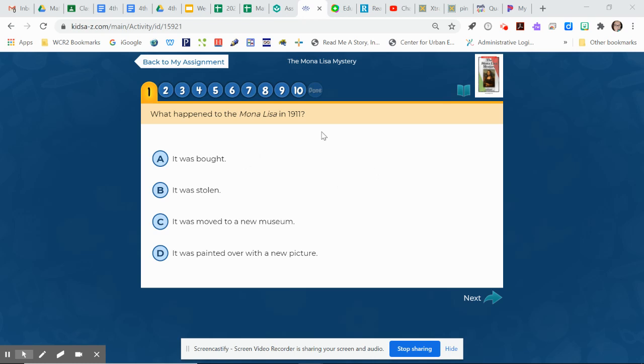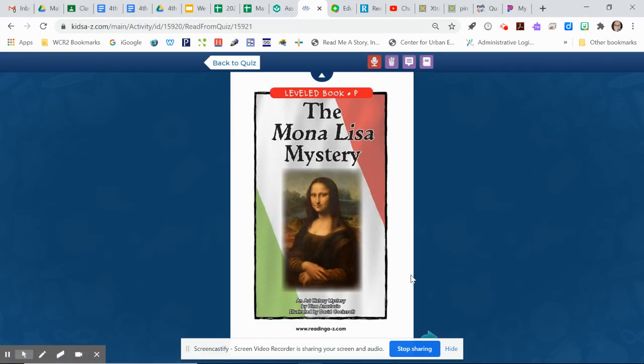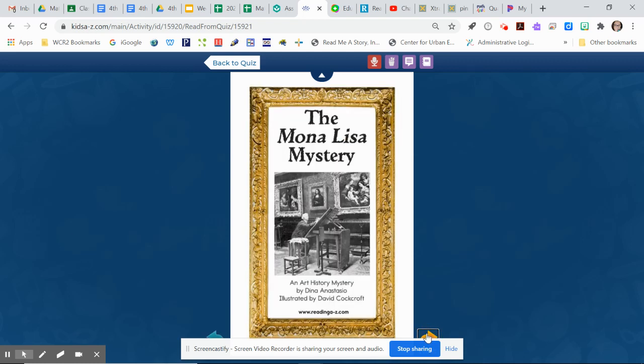So it says, what happened to the Mona Lisa in 1911? It was bought, it was stolen, it was moved to a new museum, or it was painted over with a new picture. So one thing I want to point out is even though you might know what happened from when you read it the first time, please always go back in the text and look for your answer. Look for the evidence. So I'm going to click on the book and I'm going to go back and flip through the book until I see.